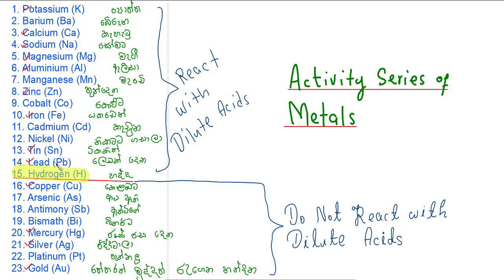Tin, SN, lead, PB, hydrogen H, Hadda. Copper Cu we write, Columbator. Arsenic, AS, Asa Ati. Antimony, SB, Anti-gay. Bismuth, BI, Binariter. Mercury, HG, in Sinhala Rasadiya. Silver, AG, Riddhavala. Platinum, PT, Pannalu. Gold, AU, in Sinhala Rattaran. We can remember it as Potta, Beruna, Kahutu, Somata, Maggie, Alisa, Manchi, Tundina.